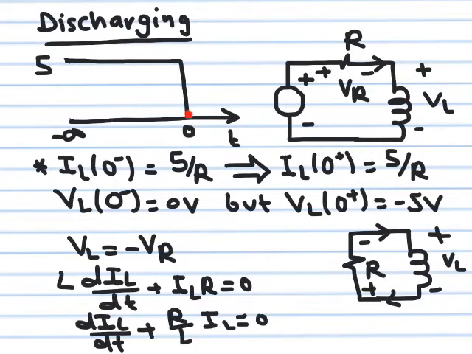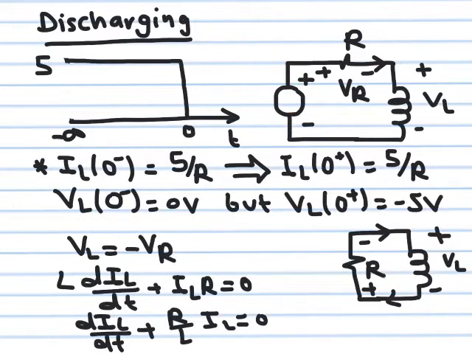Now, at time 0, this voltage suddenly dropped from 5 to 0. So the excitation disappeared, and this became like a short circuit, because when you have a voltage source of value 0, you effectively have a short circuit.